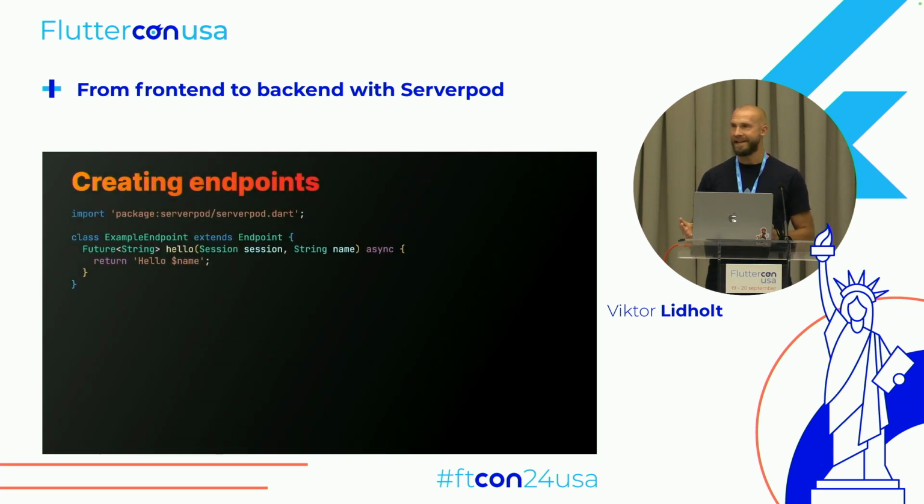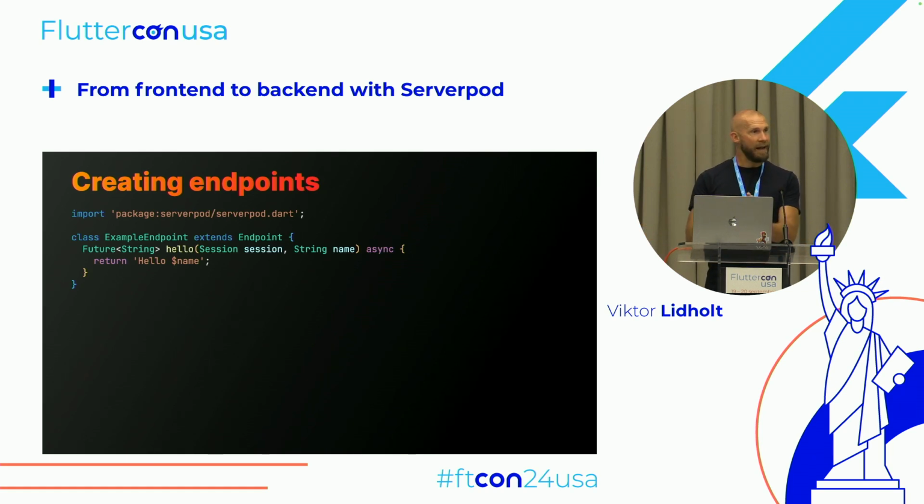All right, so this is an example of an endpoint. This is the example with a hello method. So as you can see, we extend the Endpoint class here. We call it ExampleEndpoint, and it returns a Future<String>. The method name is hello, and the first parameter is the Session object, and then we can pass in any number of parameters. So here we just have a String that's a name, but this can be named parameters or optional parameters. Everything works just as you would expect. And then we just return hello, whatever that is.